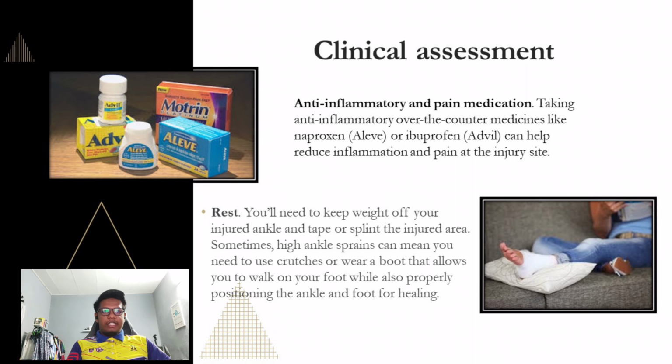The fourth one is rest. Of course, we need rest. You'll need to keep your weight off your injured ankle and tape or splint the injured area. Sometimes a high ankle sprain can mean you need to use crutches or wear a boot that allows you to walk on the foot while also properly positioning the ankle and the foot for healing.